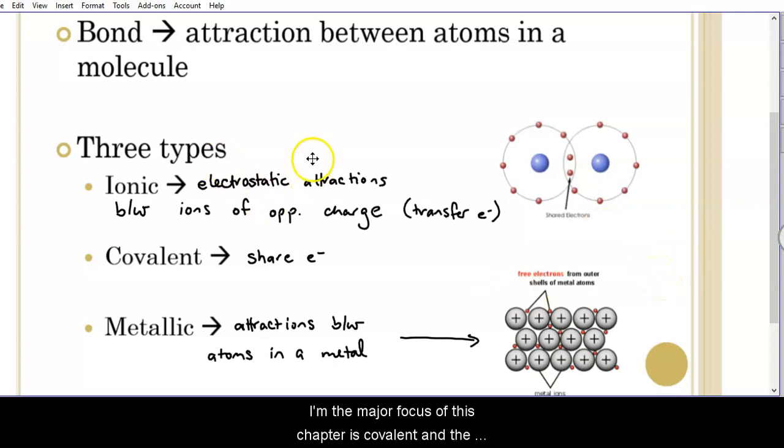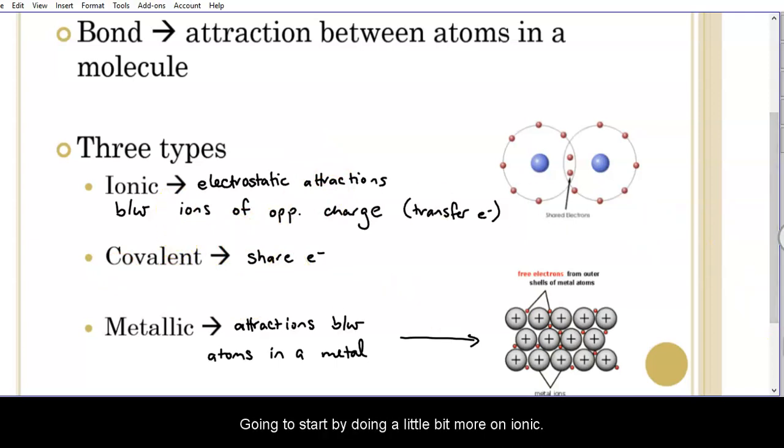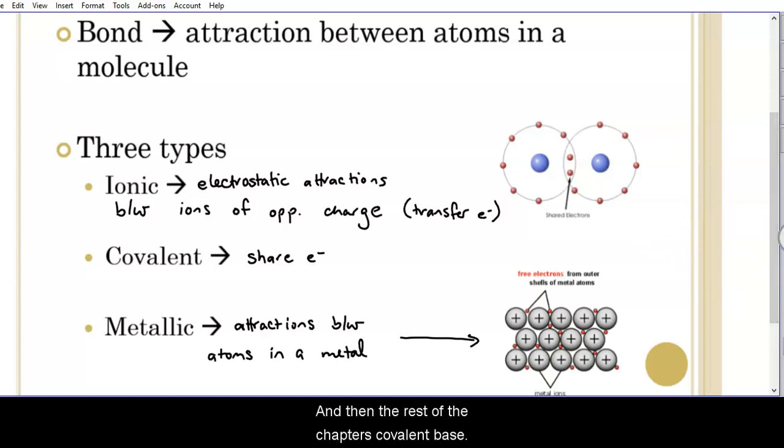Okay. The major focus of this chapter is covalent and the occasional ionic. We're going to start by doing a little bit more on ionic, and then the rest of the chapter is covalent based.